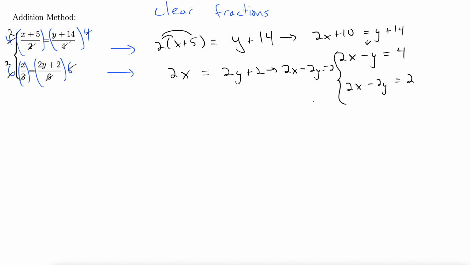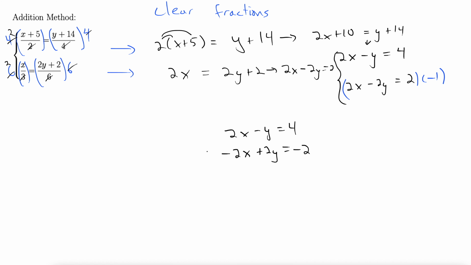I'm going to multiply the bottom row by -1 so that my x's will cancel out. So this whole row is getting multiplied by -1. What does that get us? That gets us 2x minus y equals 4. That top row stays the same. The bottom row becomes -2x plus 2y equals -2.